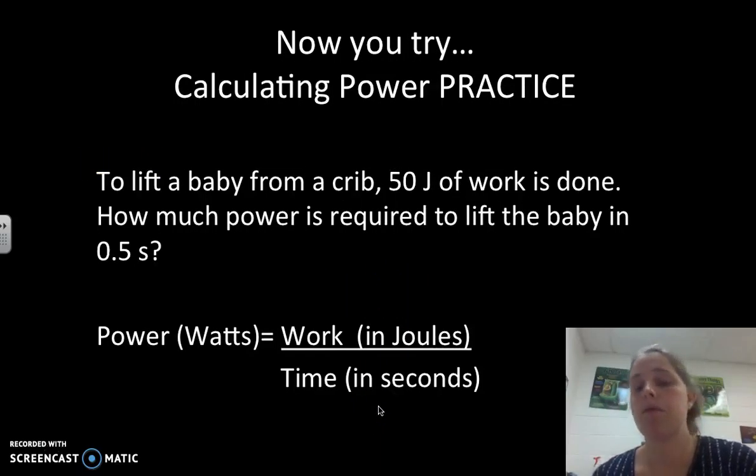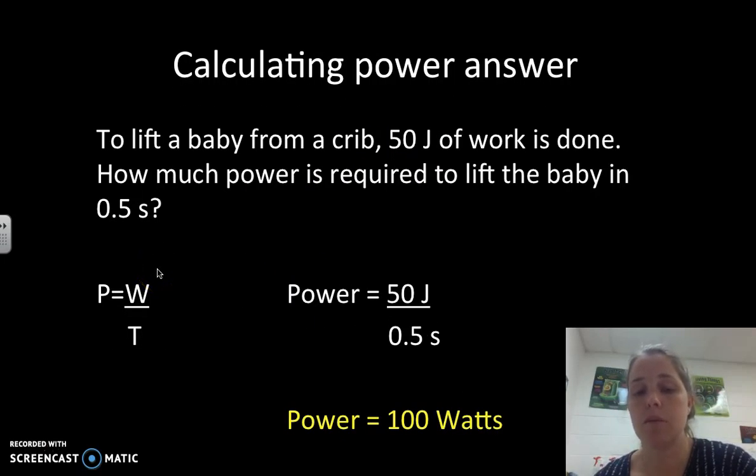So to lift a baby from a crib, 50 joules of work is done. How much power is required to lift the baby in 0.5 seconds? We know our work, we know our time, so all we would need to do is divide those two. The power would equal 100 watts.